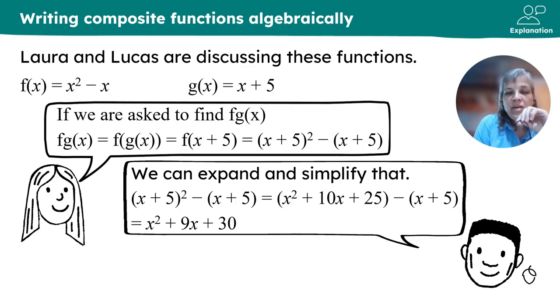He put those values in, and then he multiplied them out. Remember, we know how to multiply x plus 5 all squared. We get 3 terms, x squared plus 10x plus 25. And then they've simplified it at the end. And what I want you to look at is, what do you think about what Laura and Lucas have done? Do you agree with it?